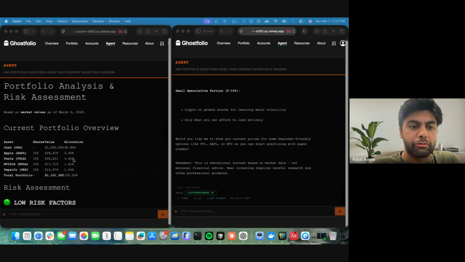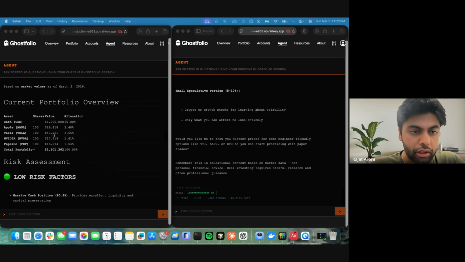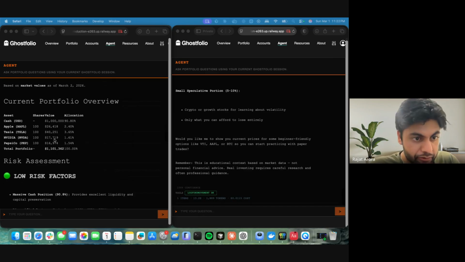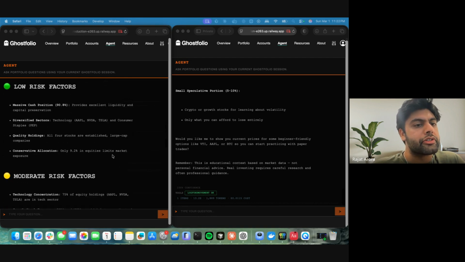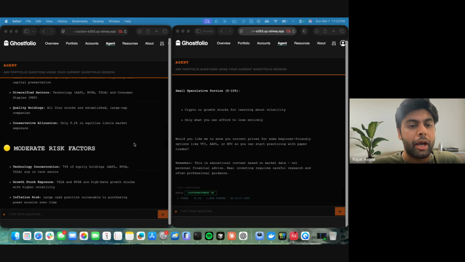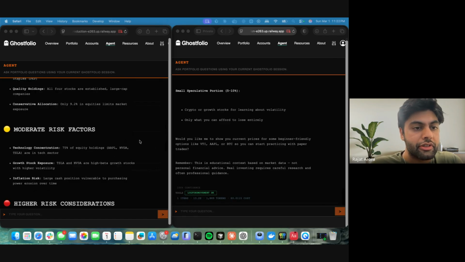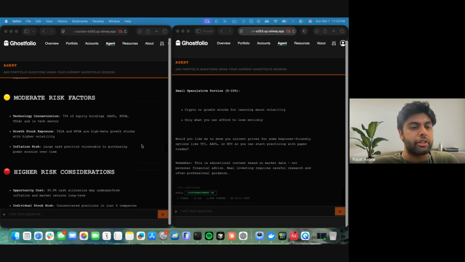So it shows you your current portfolio. This is how much I have in cash, all my different stocks that I have, the low risk factors that I have, a lot of liquid cash that's not going to change. I have some diversity. My stocks are in established corporations, all that kind of stuff. And I'm not using a lot of my cash.